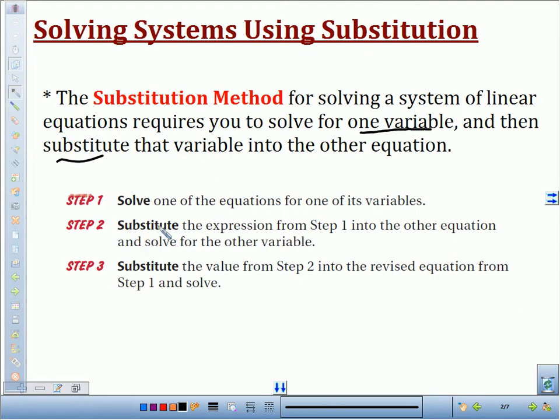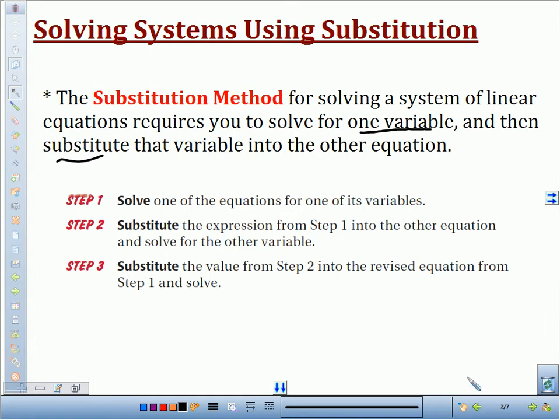Step 2 will be to substitute whatever expression you got in step 1 into the other equation and solve for the other variable. At this point, you will get a single number answer. Step 3 will be to take that single number answer, that value from step 2, and put it into the revised equation or to any of the equations from step 1 and solve. Usually the revised equation is easier, but not necessarily. By revised equation, what I mean is the equation that we got from step 1.